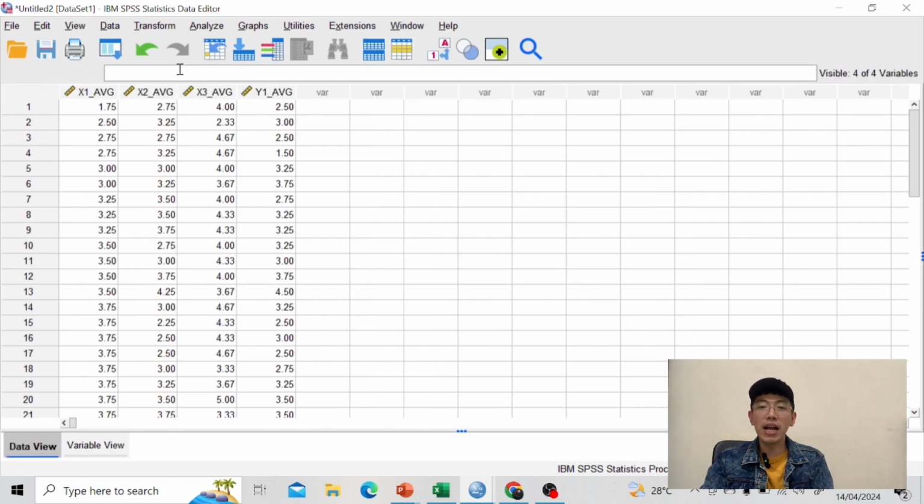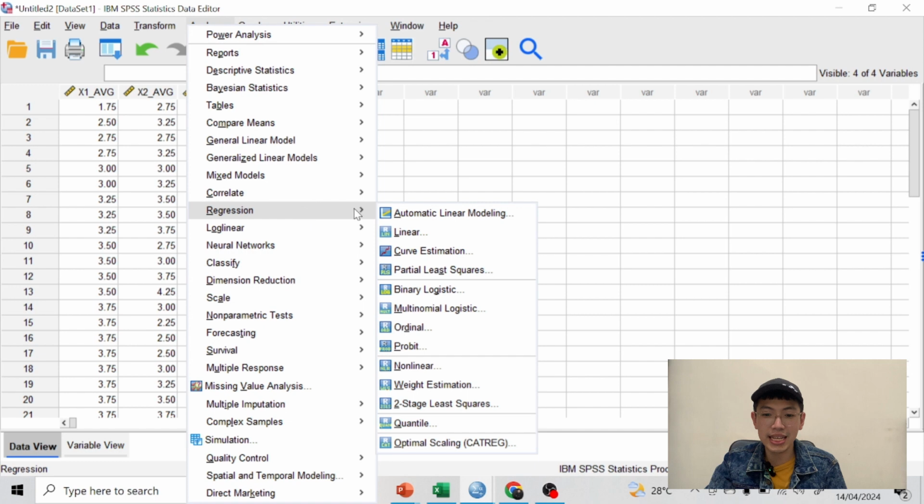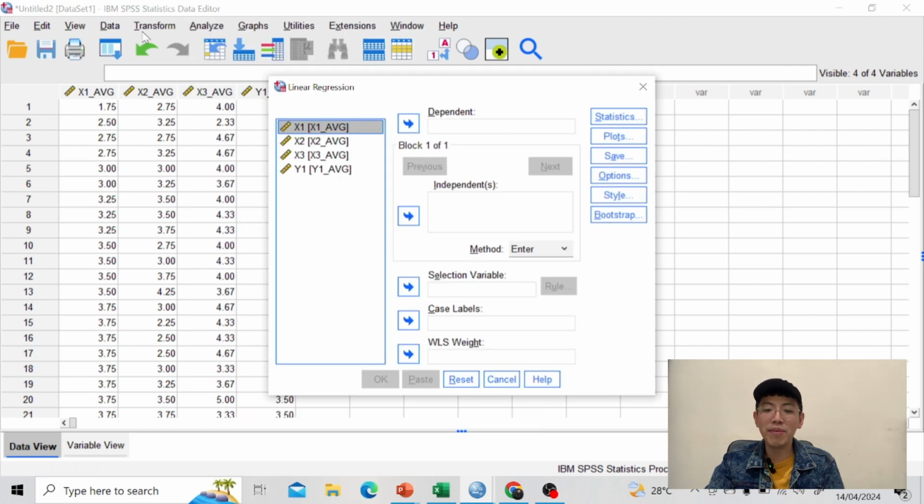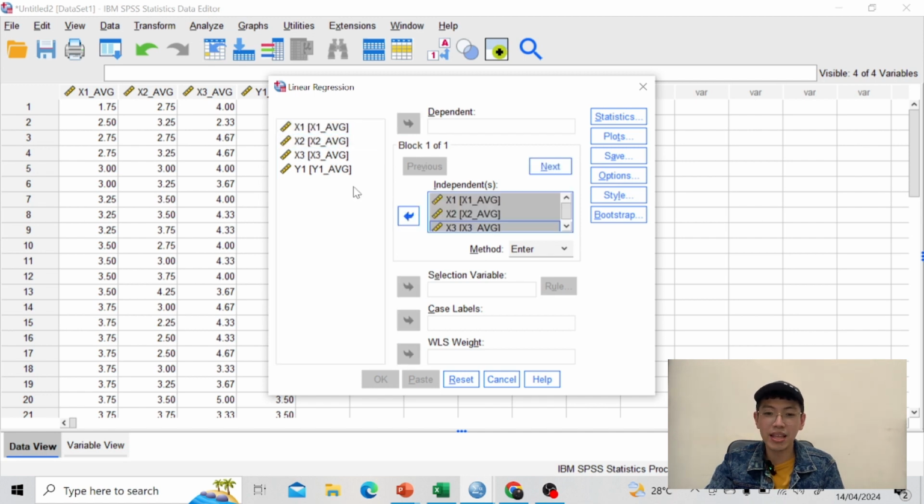Alright. Now, let's try to conduct regression analysis. This is the way: Analyze, Regression, Linear. So you can move the independent variable and also dependent variable. The independent here, x1, x2, and x3, move it to the right, while y1 is the dependent.